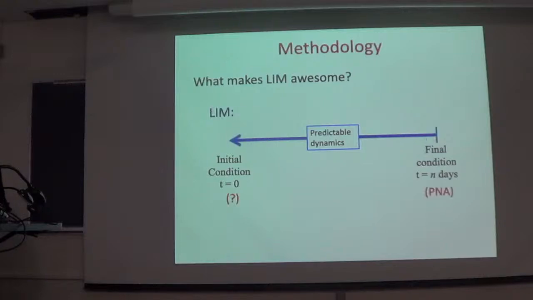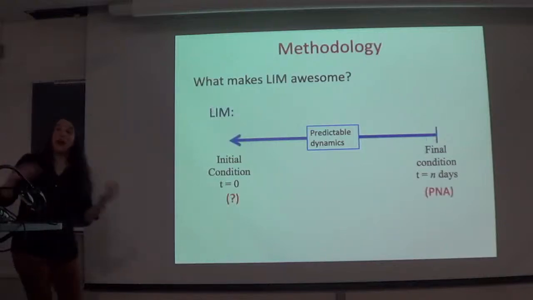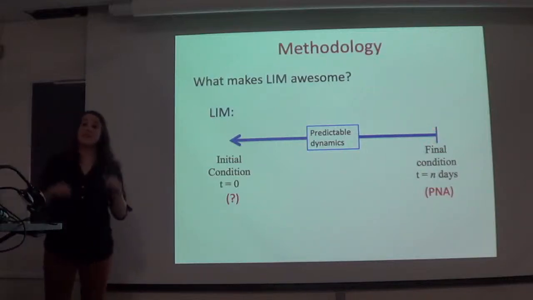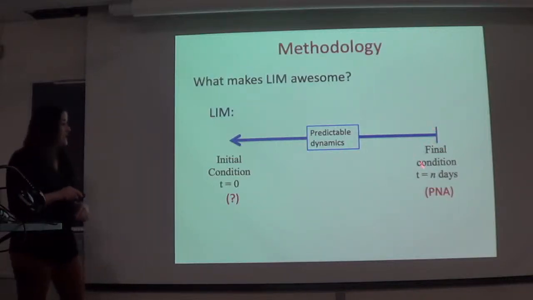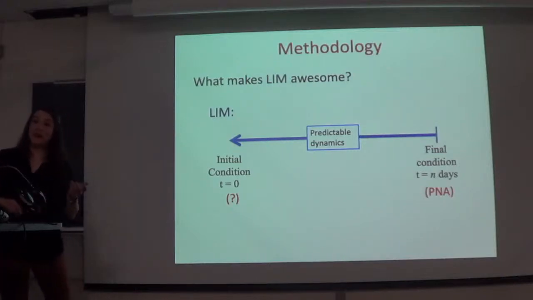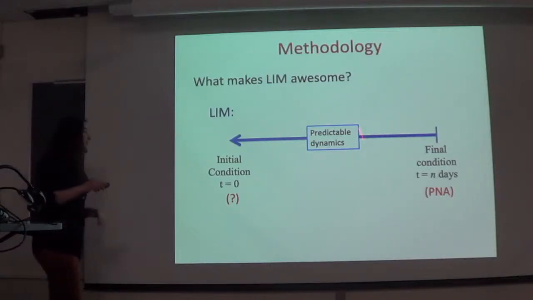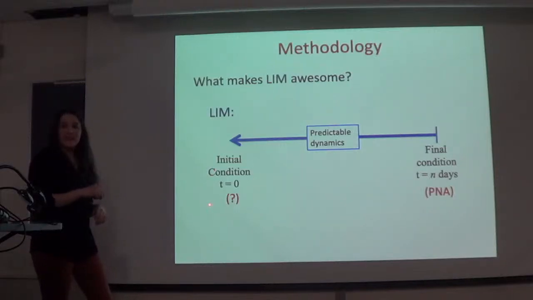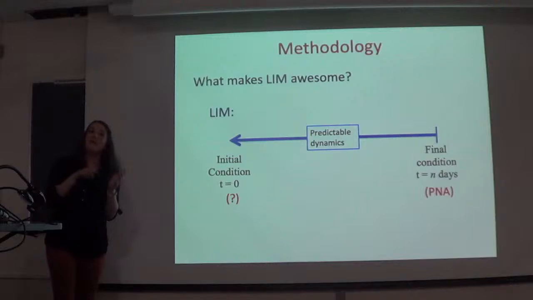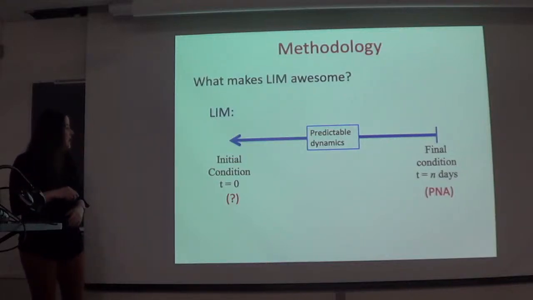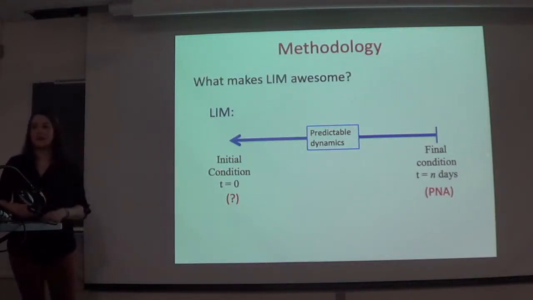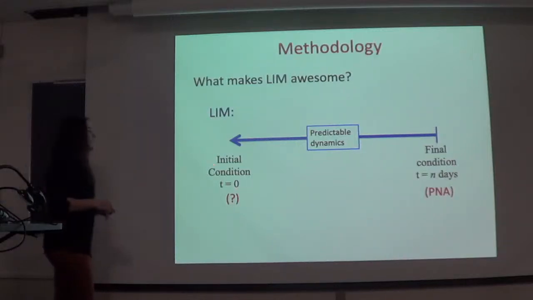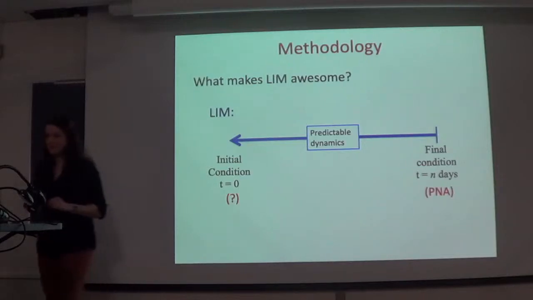Now, a really cool thing you can do with the LIM is you can go backwards. So you can say, I want to get to a very specific final condition after so many days. In our case, that would be the P&A pattern. And then based on the dynamics of the system, how do we optimally get there? So we're looking for that initial condition that will optimally get us to our final condition of interest. So we're prescribing the final condition in order to find this optimal initial condition.